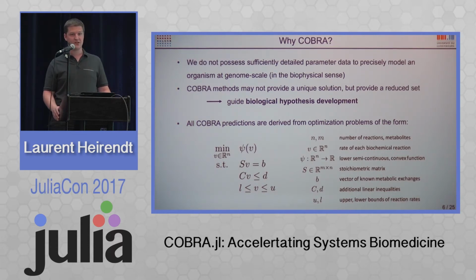So the Cobra predictions themselves, they are actually relying on optimization problems, and they can generally be formulated in a form of minimization of a certain convex function that's dependent on the flux of all of the chemical reactions under constraints. So you have some biological constraints that you cannot go faster than a certain limit, and obviously you have the mass balance in there, which is generally written as S times V is equal to B.